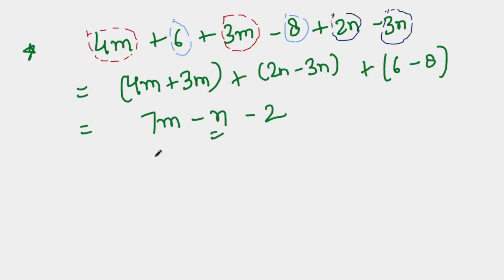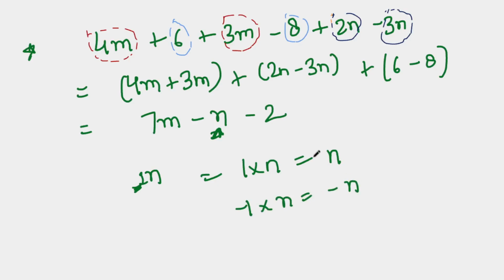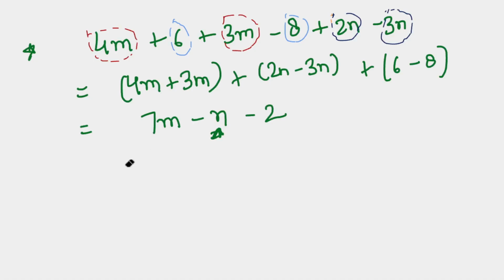Now here, if you are confused, let me explain. When there is no coefficient written in front of a variable, it is 1. Because 1 multiplied by n is n, right? In the same way, minus 1 multiplied by n is minus n. So we don't write 1 here because 1 when multiplied to any number or variable will give the same number or variable respectively, right? So we solved this expression which had two different variables in it, correct?